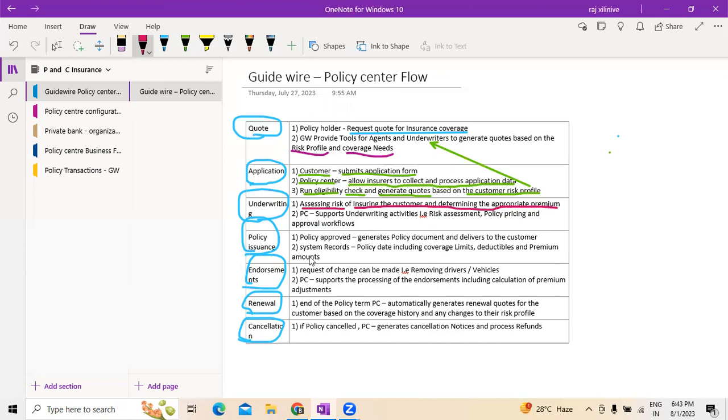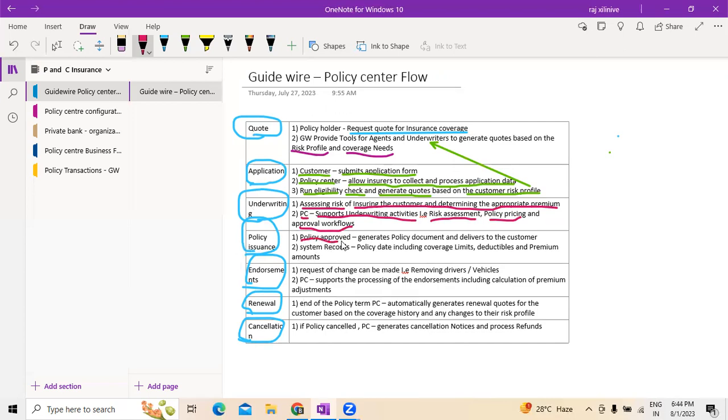At the same time, next, policy center supports underwriting activities. These underwriting activities, as I mentioned earlier, include risk assessment and policy pricing. At the same time, the policy approval workflows, all these things will be done under the underwriting process. Once this underwriting process has been done, the next is called policy issuance.